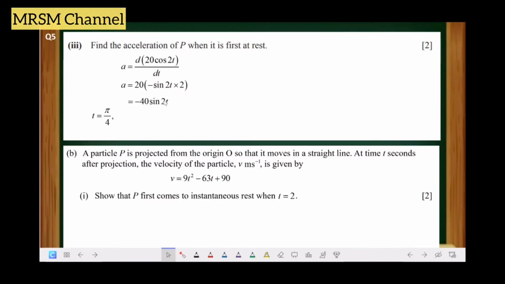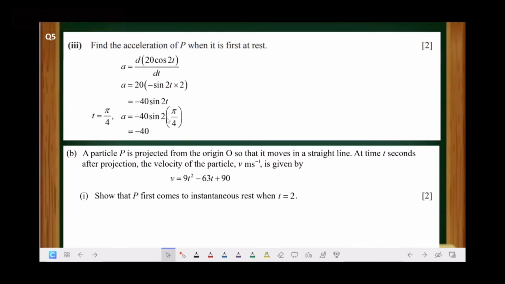Once again, make sure that your calculator in radian mode. Okay, kalau tak nak tukar ke radian mode, so you have to convert pi over 4 tu, dia akan jadi 180 divide by 4. Okay, 45 degrees kan? Yes, 45 degrees. So kena tukar jadi 45 degrees multiply dengan 2 tu kat situ. Okay, therefore you will get a is negative 40 sin 2 pi over 4. So tekan calculator, so you will get negative 40, because this one is also equal to 1.